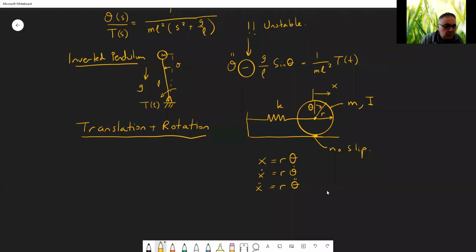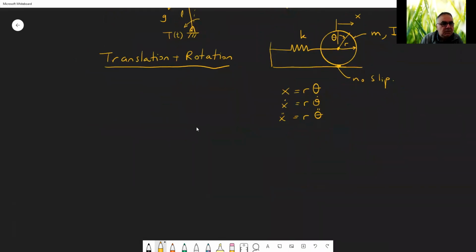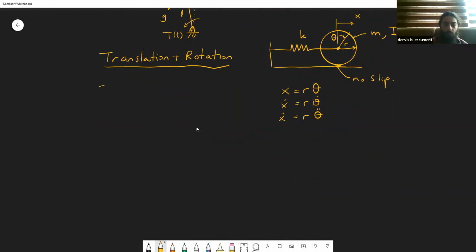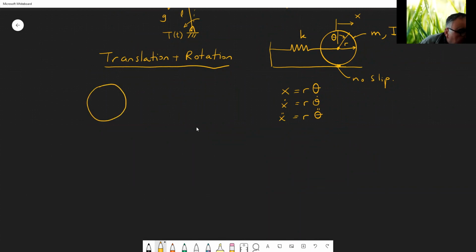By the way, can you have no slip with no friction? No, hocam. No, you cannot. There has to be some friction if you want to have no slip in your equation.